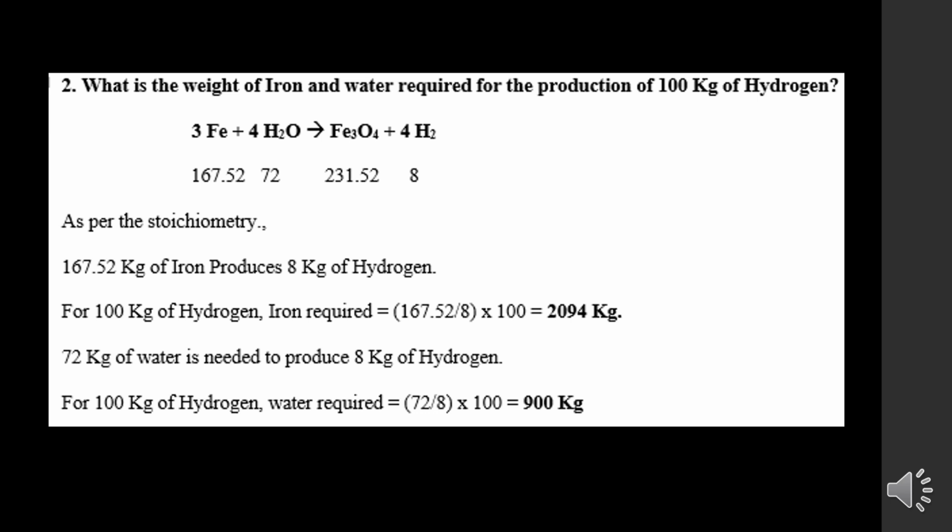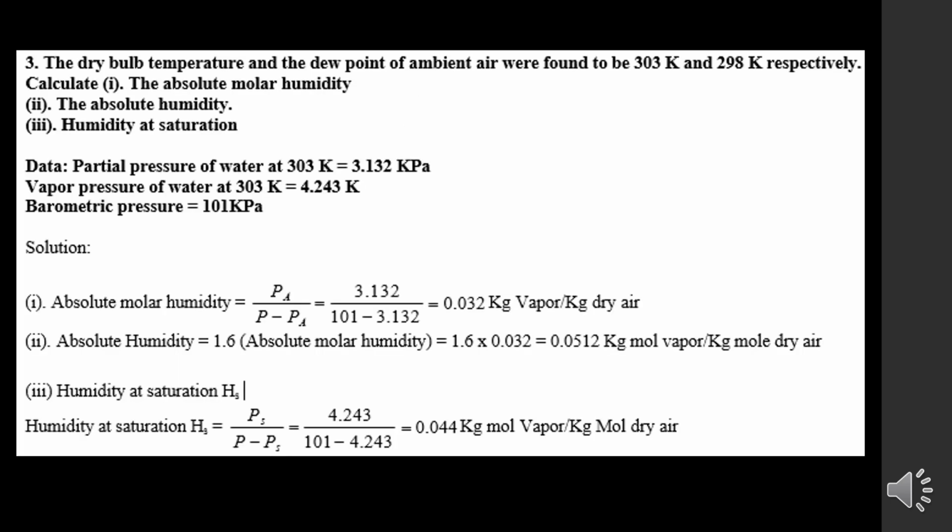So we have determined the amount of iron and water required to produce hydrogen respectively. The next one is about the humidity.